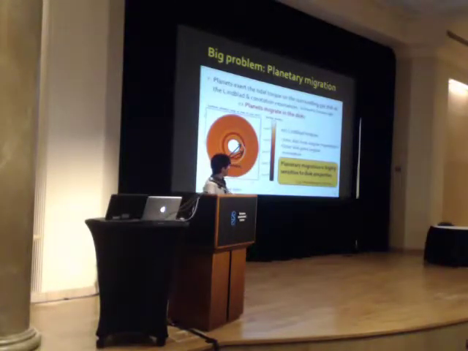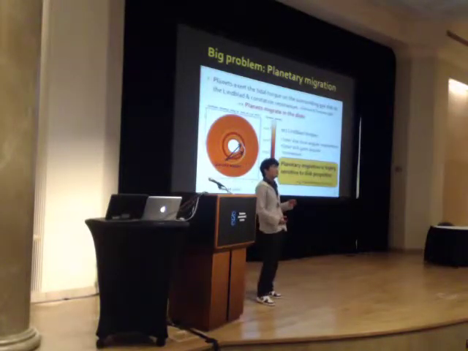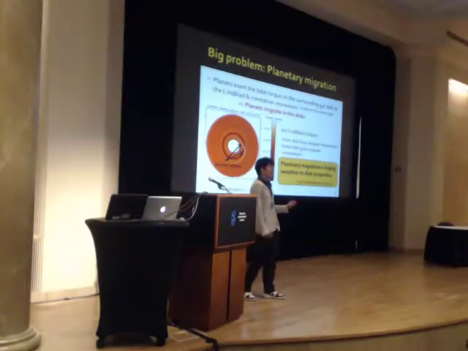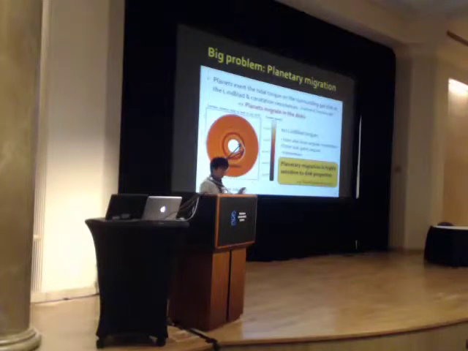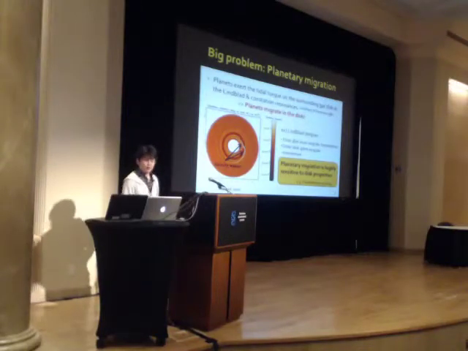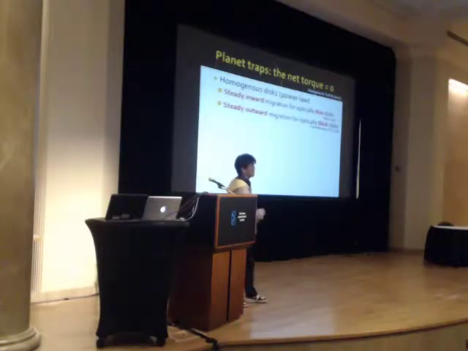If you look at the literature, planetary migration is highly sensitive to the disk structure, which means it is very difficult to systematically study the effect of planetary migration on planet formation. That's why planetary migration is the biggest problem. In order to circumvent, or maybe solve, this problem, we'd like to focus on a very interesting idea, which is a planet trap.